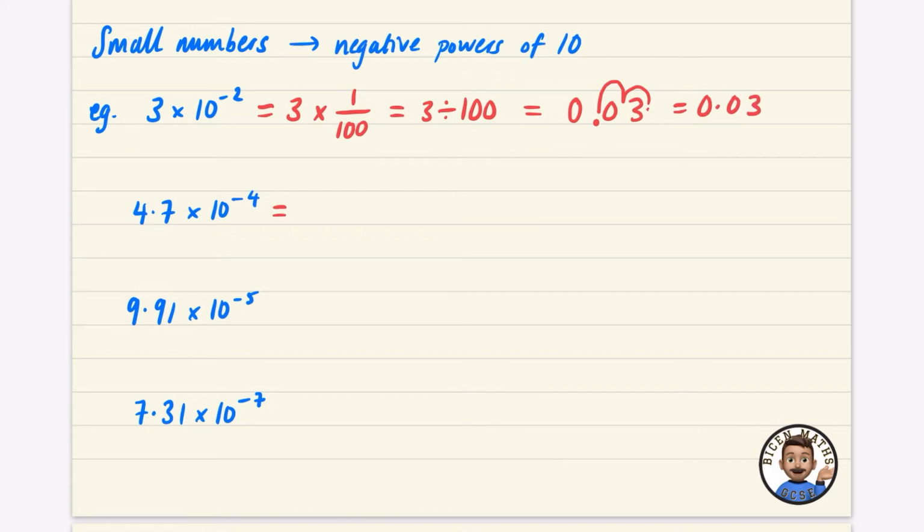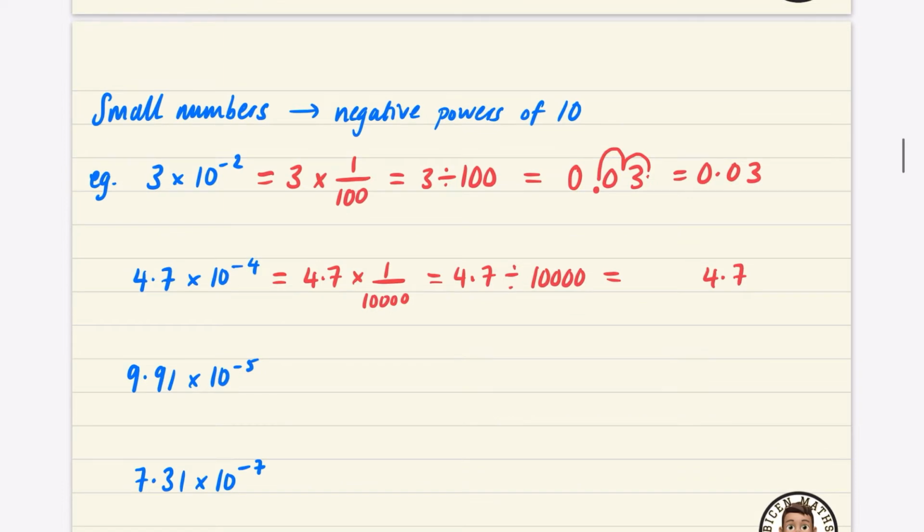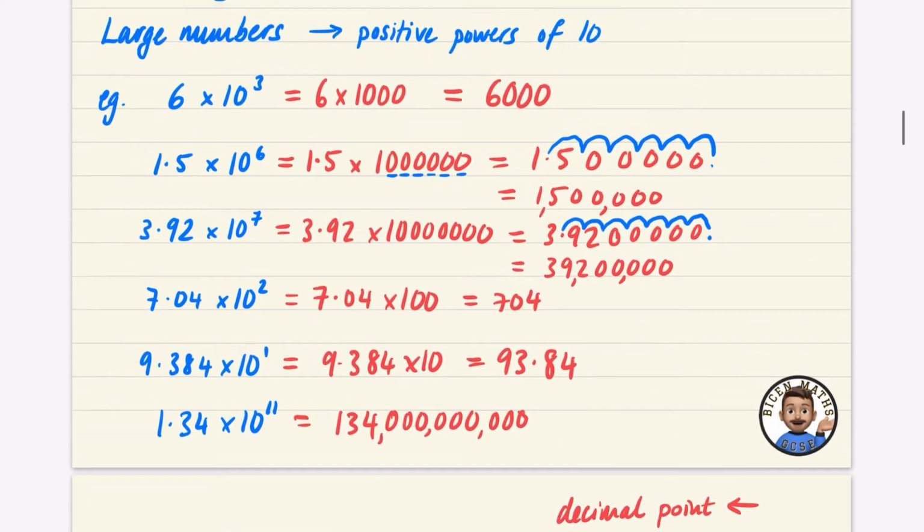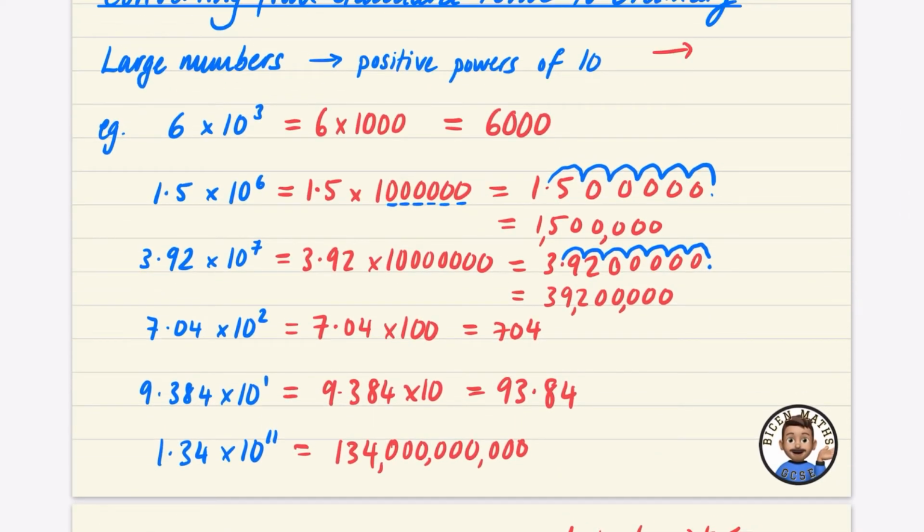So this one, the 4.7 times 10 to the power of minus 4, that's going to be 4.7 times 1 over 10 to the power of 4. That's 1 over 10,000. That is 4.7 divided by 10,000. Now, dividing by 10,000 means that you're going to take the decimal point and move it to the left. So I'm just going to write here, for small numbers, the decimal point, we are going to shift it to the left. For large numbers, you'll notice that the decimal point was shifting to the right.